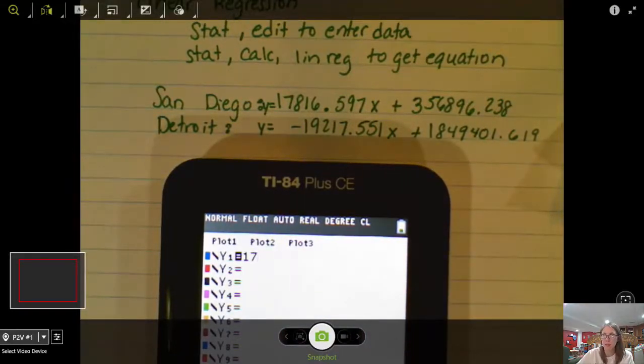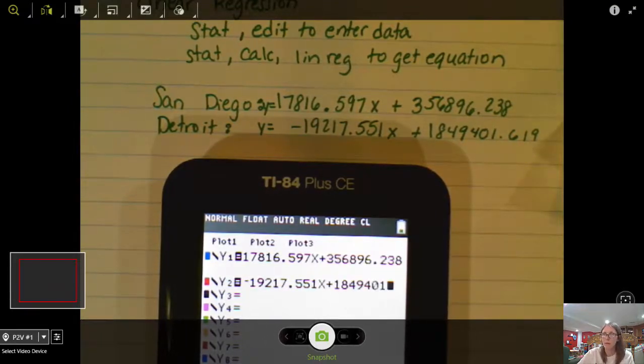So San Diego, I'm going to type in first. And then Detroit after that. Negative 19,217.551x plus 1,849,401.619.